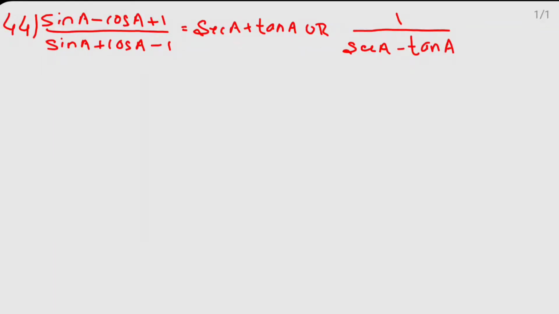Hello fellows, we are discussing introduction to trigonometry applied question. So in today's section I am going to solve the next problem. Look at the problem: (sin a minus cos a plus 1) divided by (sin a plus cos a minus 1) equals sec a plus tan a, or 1 by sec a minus tan a. So here we want to prove sec a plus tan a, or 1 by sec a minus tan a.